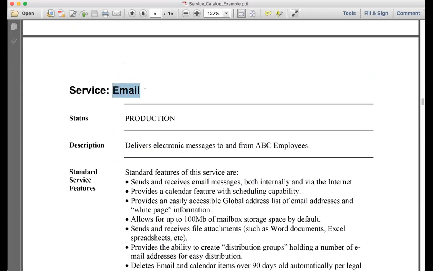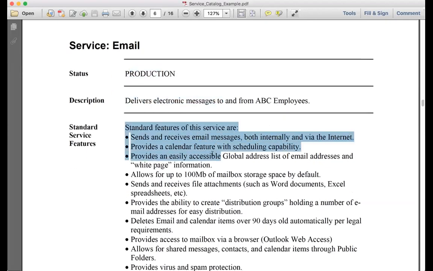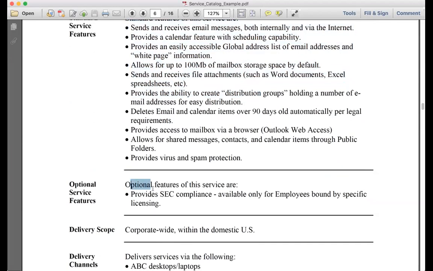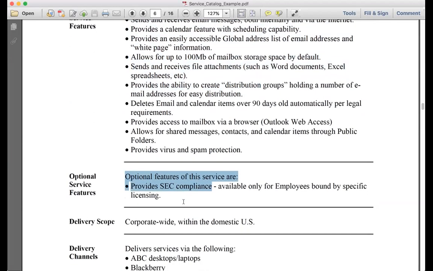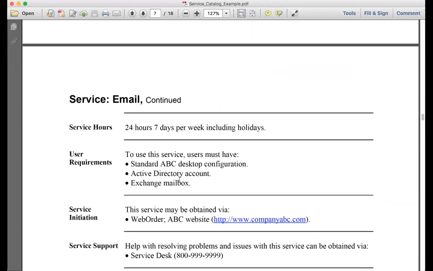So one service is email. The status is production. This is what we're going to deliver. These are the features that we're going to do for you. These are the actual optional features we can give you. This is how we're going to deliver it for you. This is the service hours, the support we're going to deliver.